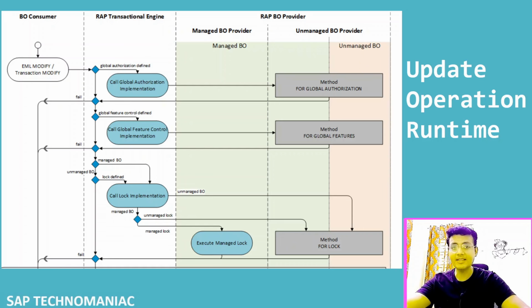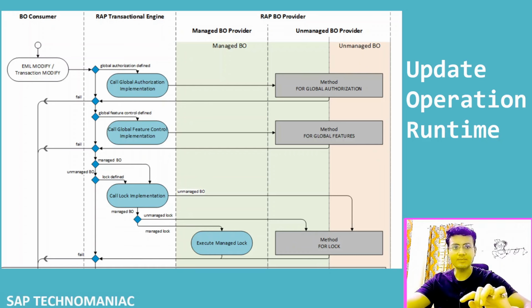One more thing, in managed scenario, you can also do the unmanaged lock. For that, you have to define in the behavior definition, like we are defining unmanaged save, same way we have to define unmanaged lock as well along with your implementation. So managed with unmanaged save, with unmanaged lock. In that case, in managed scenario also you can handle your lock on your own. For that, in managed scenario also you have to implement the method for lock if you are defining the unmanaged lock. So this is a very important thing for the lock.